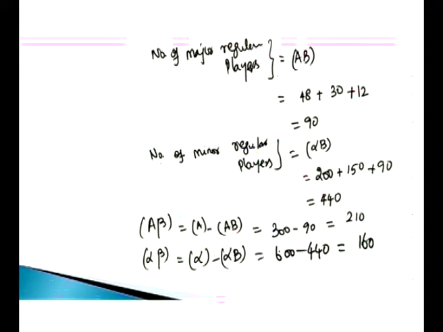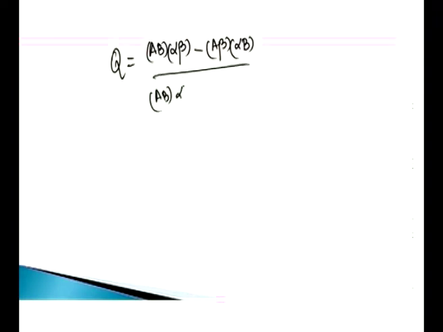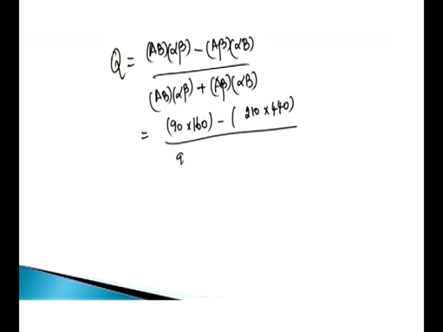Now, we will find out the coefficient of association, Yule's coefficient of association Q. Q is equal to AB into alpha beta minus A beta into alpha B, divided by the same thing in the denominator with plus, AB into alpha beta plus A beta into alpha B. Now, substitute all the values you have calculated from the given data, that is 90 into 160 minus 210 into 440, divided by 90 into 160 plus 210 into 440, and this gives you minus 0.73, which is less than 0.